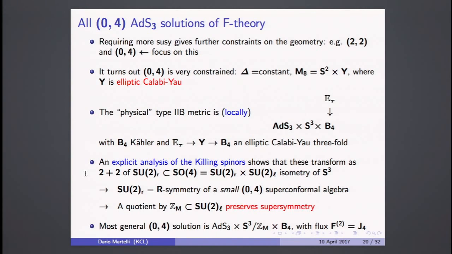So again, this establishes that there is a small superconformal algebra. And moreover, it shows that one can take a quotient if this quotient is inside SU(2)_L, and that preserves supersymmetry, right? So the upshot is that the most general solution in this case is AdS3 cross S3 quotiented, times this B4, and the five-form flux is fixed in terms of a Kähler form of this base, which I will denote J4 for the moment.